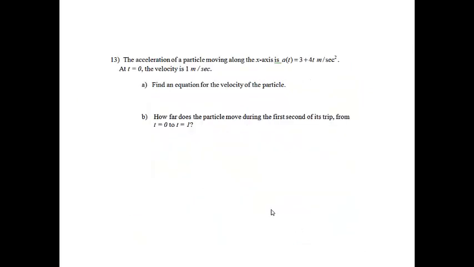All right, number 13. The acceleration of a particle moving along the x-axis is a of t equals 3 plus 4t meters per second squared. At time equals 0, the velocity is 1. And it says to find an equation for the velocity. So I'm at acceleration. I need to get to velocity, which means I need to go back a step. To get to velocity, we're going to take the integral of the acceleration. So I'm going to take the integral of 3 plus 4t.